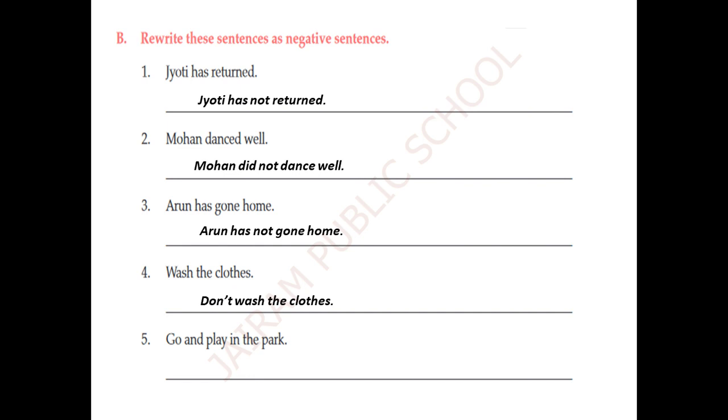Next, go and play in the park. How will you write a negative form? Don't go and play in the park. When it is a rainy season, when it is raining, our mothers may warn us, don't go and play in the park. Am I right? So, go and play in the park is a positive sentence. To that we wrote in negative form, don't go and play in the park.